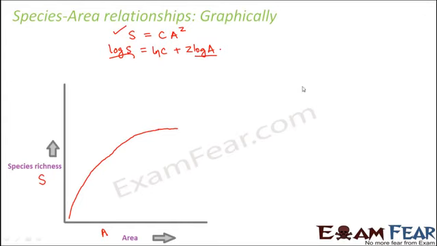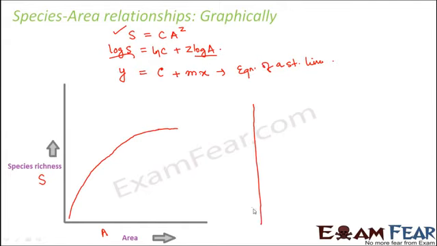Let us say we want to plot a graph where instead of S, we take log S on the y-axis and we take log A on the x-axis. So log S is our y and log A is our x. In that case, the equation is of the form y = mx + c. And what is this equation? This is the equation of a straight line. So this shows that if we plot the graph between log S and log A, we will get a straight line.